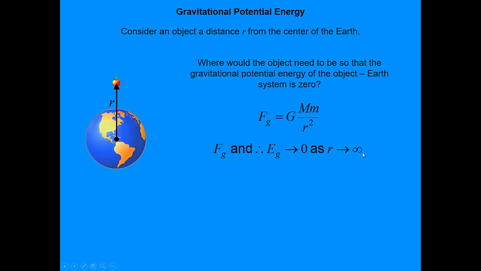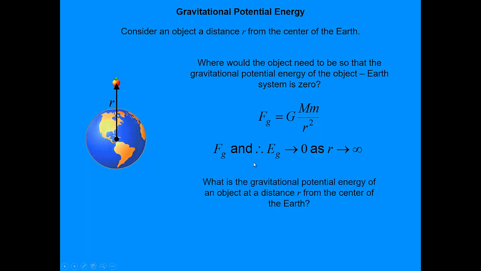Now, this has some weird consequences, because if we're going to define our zero as being at a position infinitely far away from the Earth or whichever planet we're looking at, that means we are always under that. It's kind of the opposite of when we use the surface of the Earth and we were always above that. Now we're always under. We're going to see that have a little effect on our final equation.